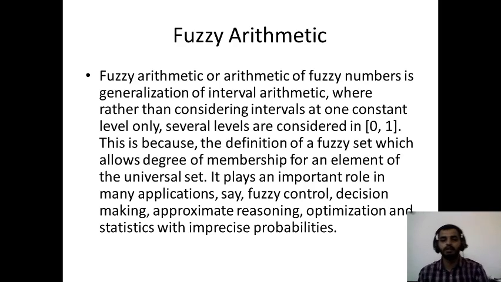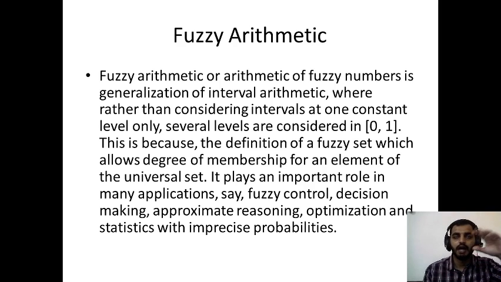Now moving forward, it says this is because of the definition of a fuzzy set, which allows degree of membership for an element of the universal set. It means there is a universal set and there are some subsets of it, and each subset belongs to that universal set. If you remember the example that I gave you, I'll repeat it. Let us consider humans as a universal set, and among that engineers, doctors, architects, lawyers, advocates are the subsets.